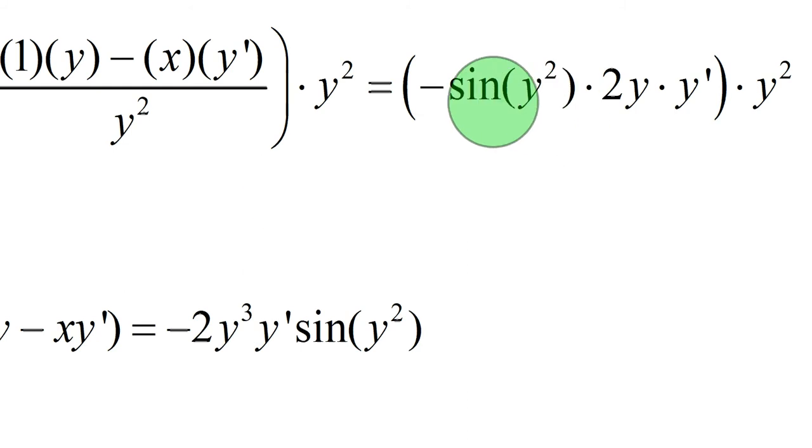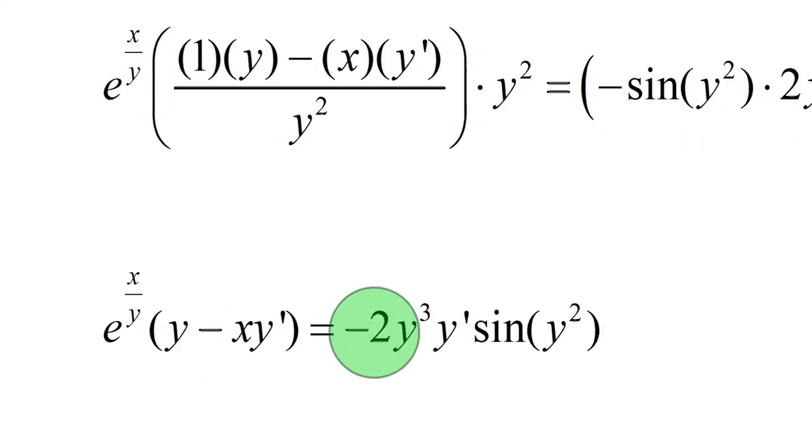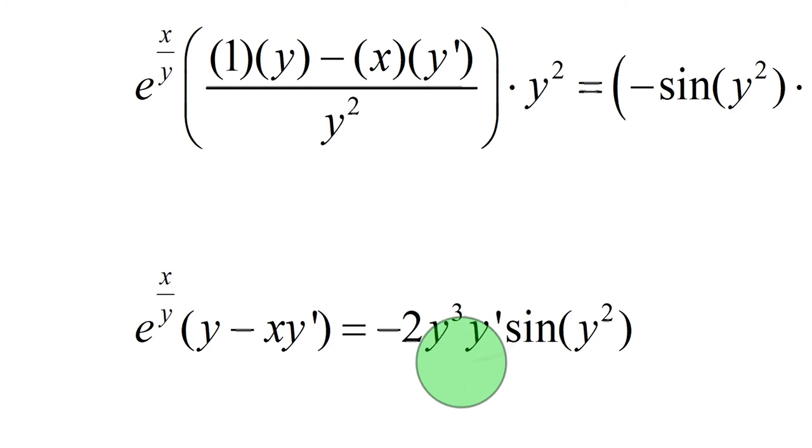On the right, since we multiplied both sides by y squared, it'll be negative. So this will become 2y times y squared, which is 2y cubed, in the negative. So it'll become negative 2y cubed times y prime times sine y squared. Now you can begin to see why I did that, because we were ultimately trying to get all the y prime terms on the same side.